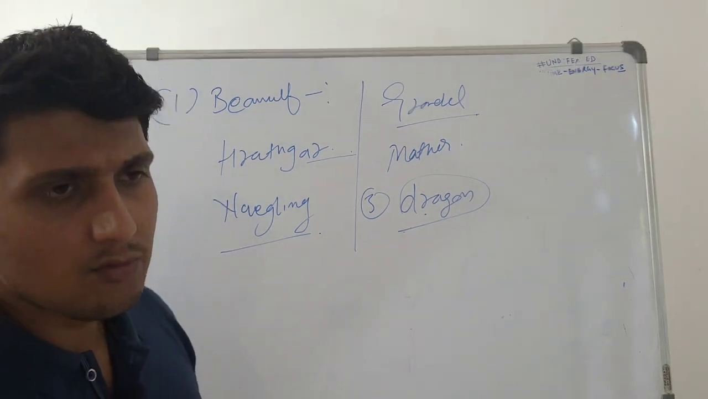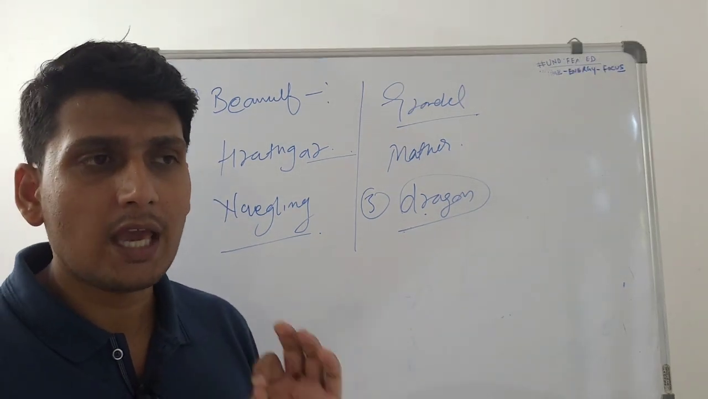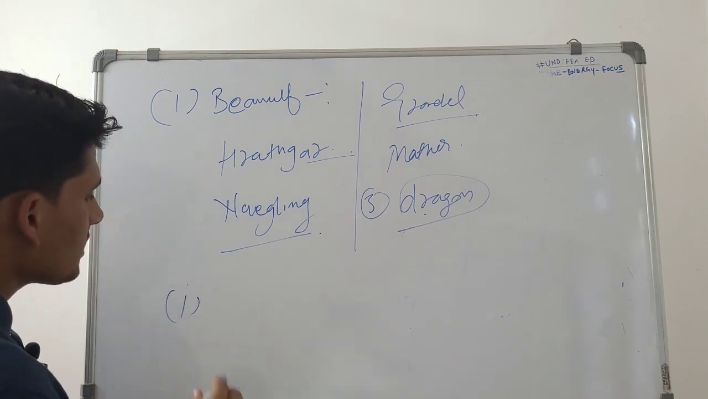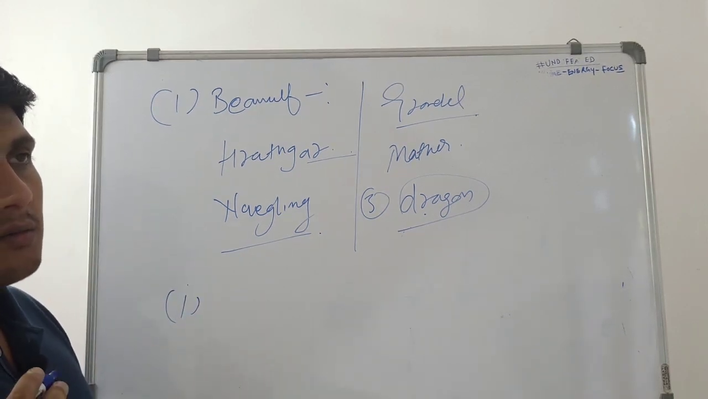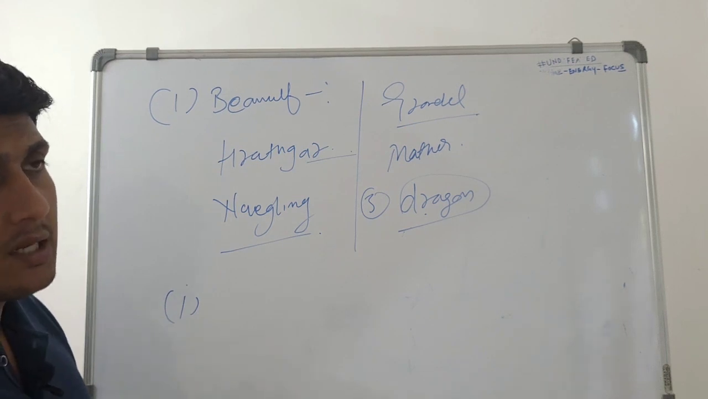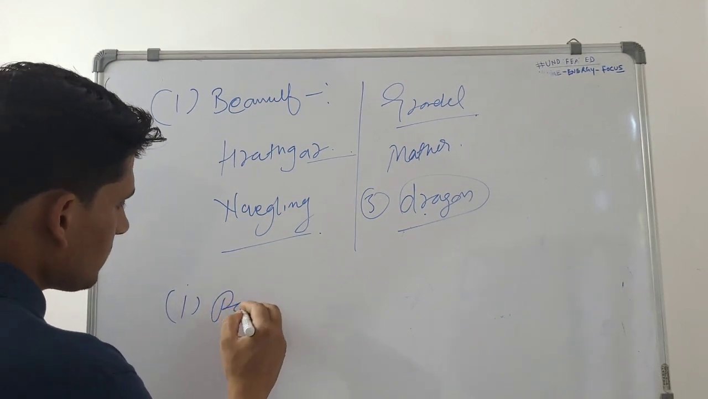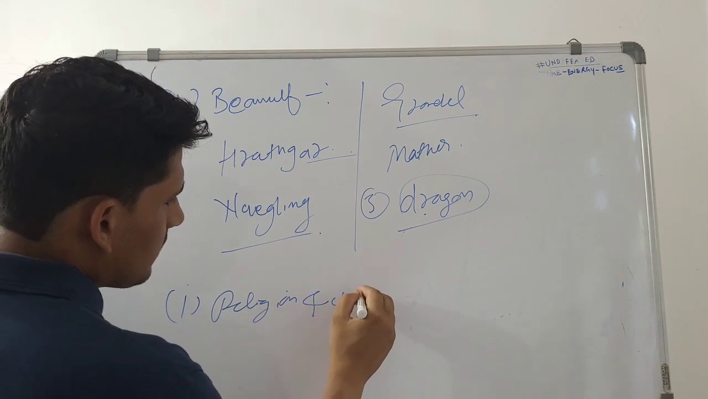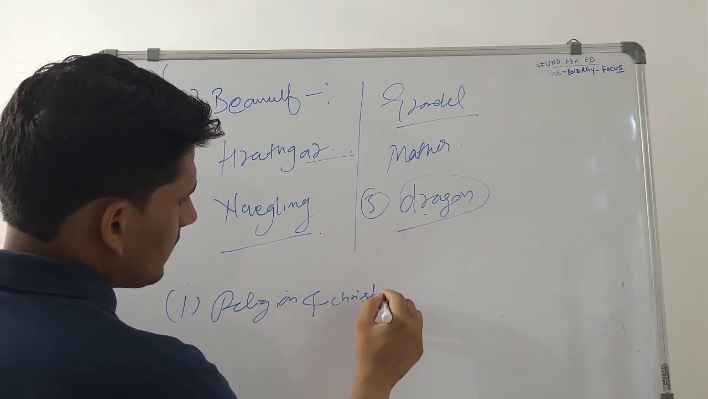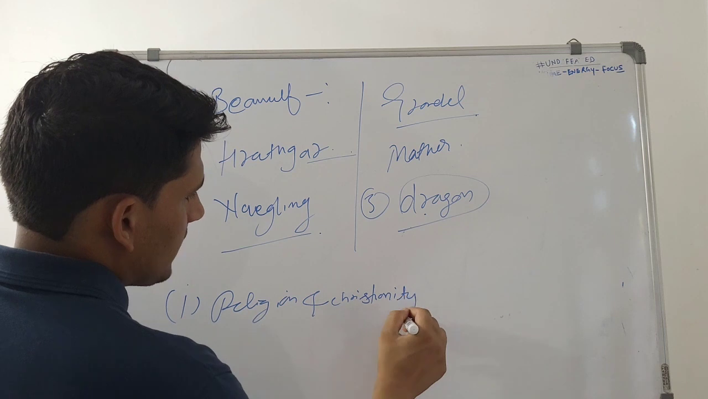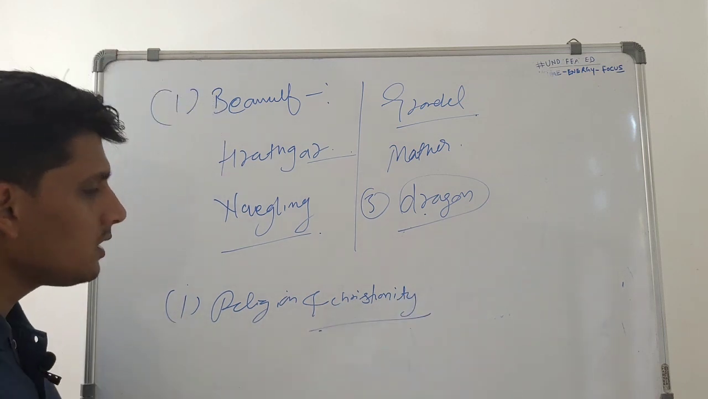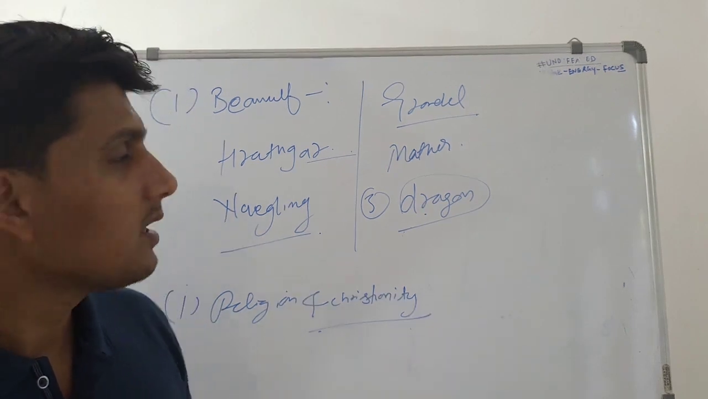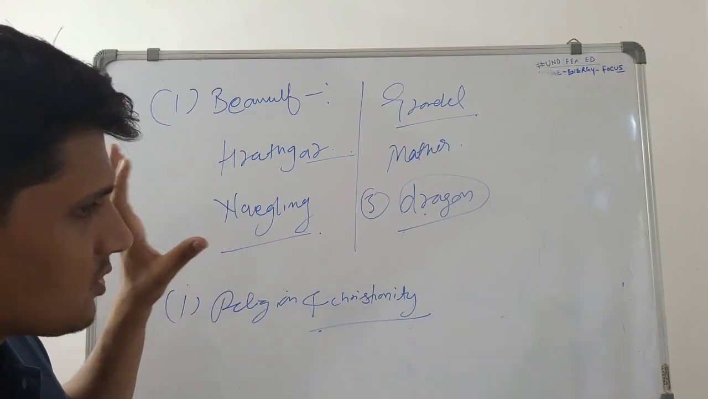Now it has the theme of religion and Christianity. One thing we have to keep in mind: most of the themes being covered during this time period in the literature are religion and Christianity. These are the themes which are covered predominantly in these literatures and poems.